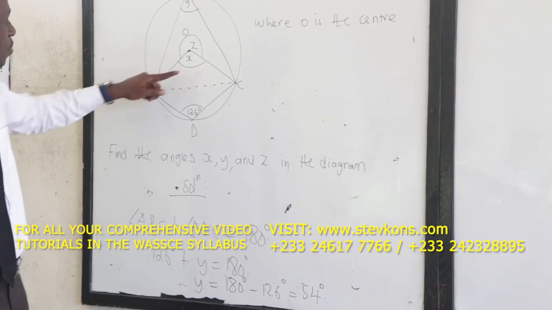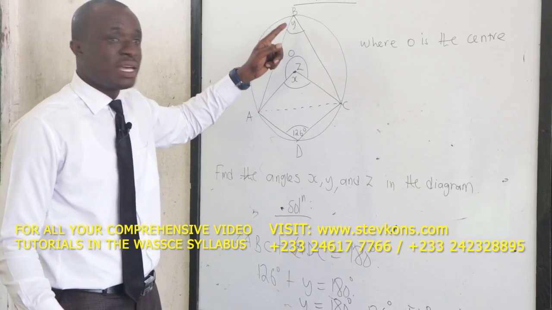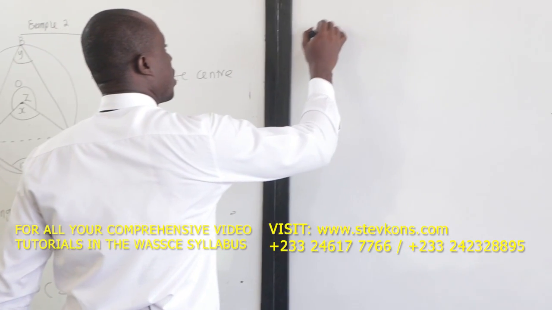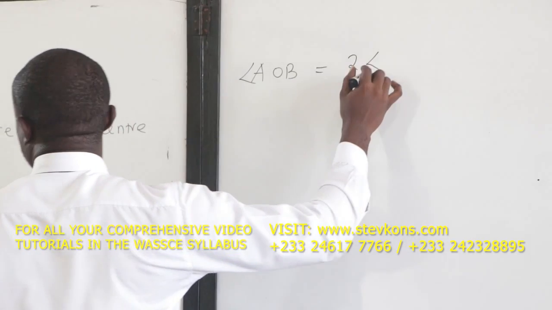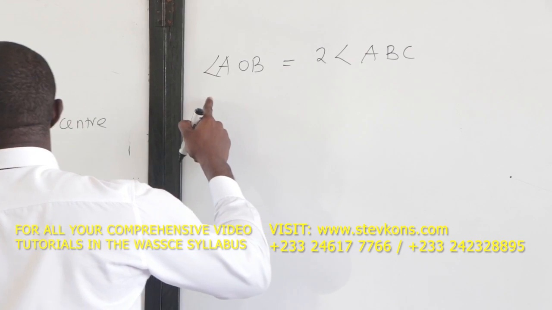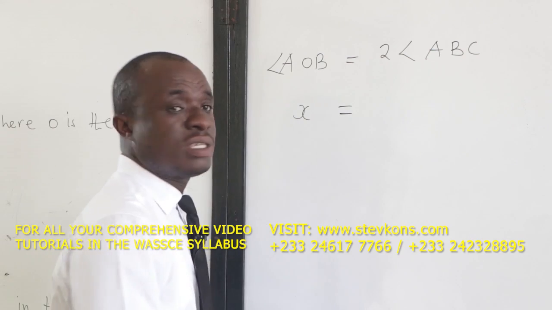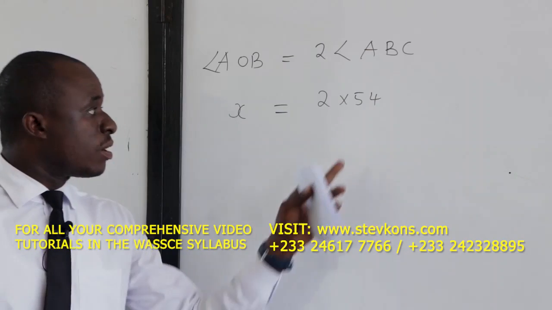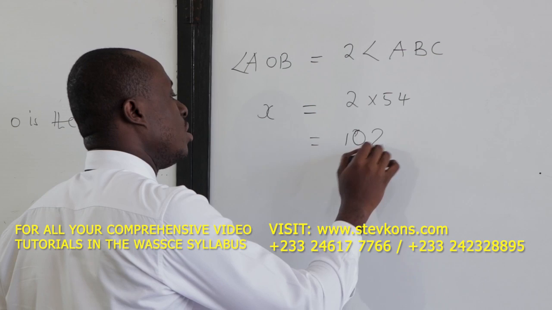What else do we know? Center circumference. The angle a chord makes at the center is twice the angle that it makes at the circumference. So with that one, what can we say? We can say angle AOB is equal to 2 times angle ABC. Now, what is angle AOB? AOB is X. That's what we are looking for. What is ABC? ABC is 54. So 2 times 54, and this is equal to 108 degrees.